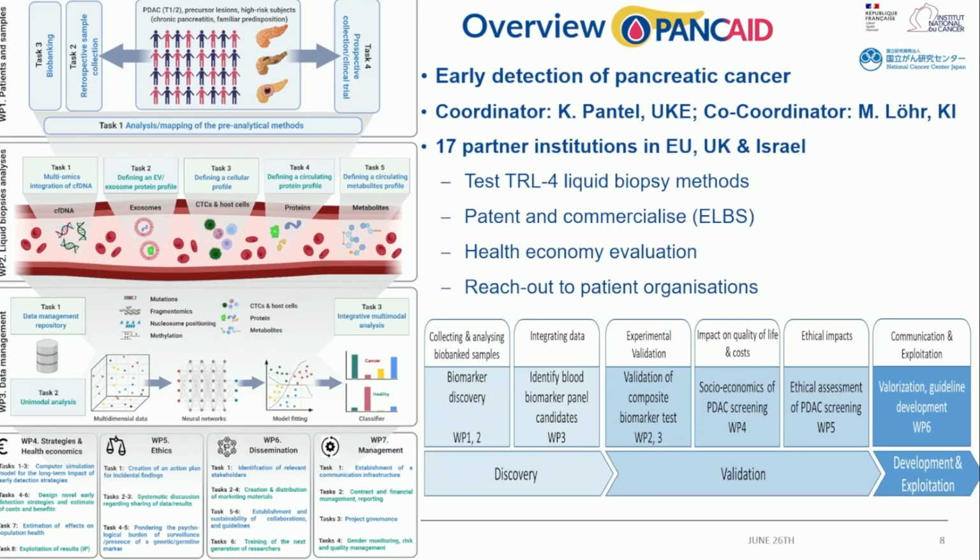We have actually biobanks from patients collected over 10 and more years. These were patients with early stage pancreatic cancer, which is quite rare, as we know, but also patients that are at high risk to develop pancreatic cancer. So we can decide between patients that have high risk and develop pancreatic cancer and those that did not.